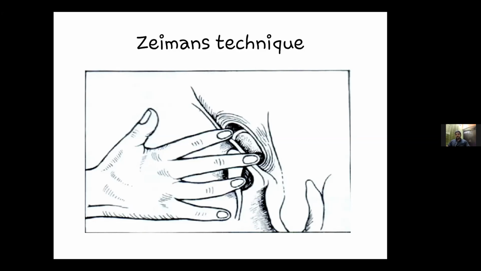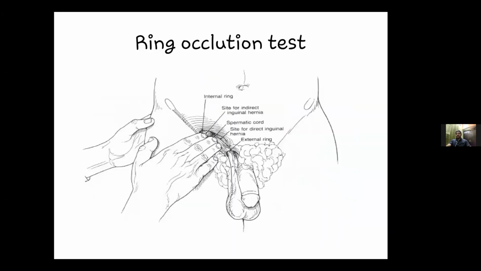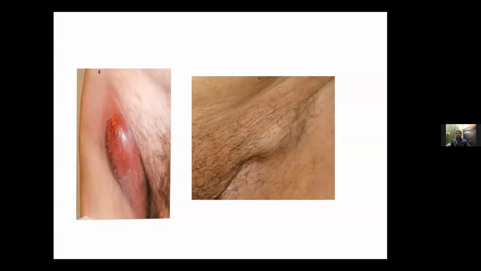Proceed. Okay, sir. In the upcoming slides, it shows the image of the techniques that I mentioned. This image shows the Siemens technique. Right. This image shows the invagination test. Right. This is the ring occlusion test. Sir, the image on the screen is actually wrong, but it gives a fair idea about how the ring occlusion test is done, sir. Okay, sir.